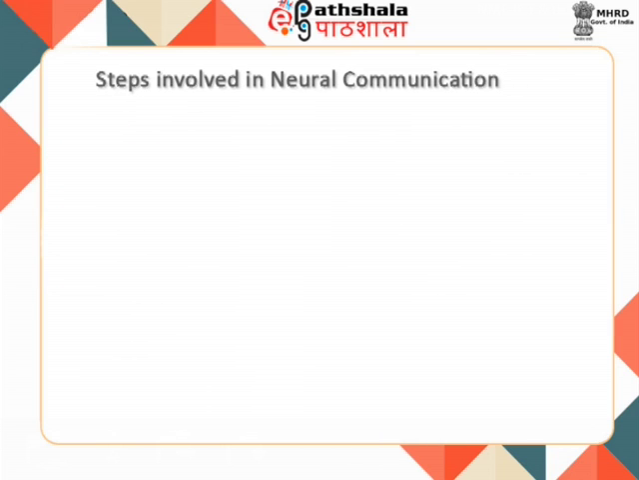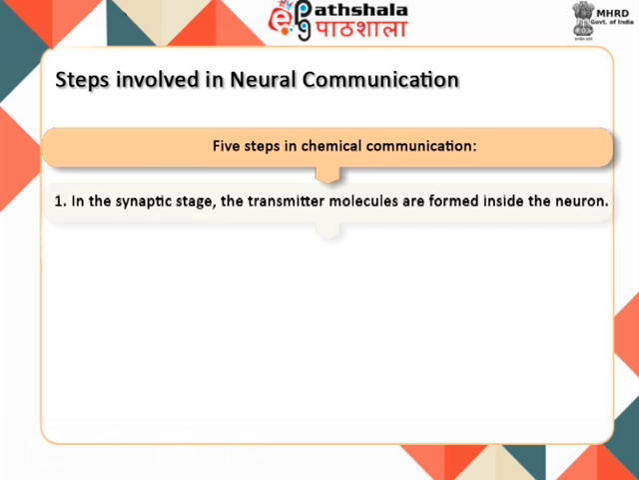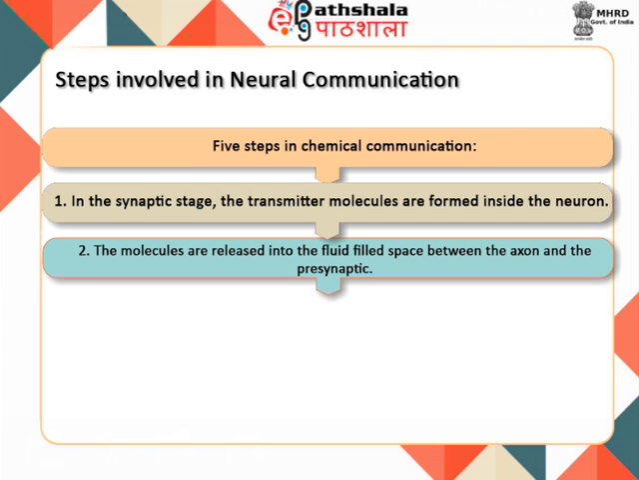The chemical communication process involves 5 steps. In the first step of the synaptic stage, the transmitter molecules are formed inside the neuron. The molecules are then stored in synaptic vesicles, chambers within the axon terminals. In the second stage, the molecules are released into the fluid-filled space between the axon of the presynaptic, sending neuron and the membrane of the postsynaptic, which is the receiving neuron.